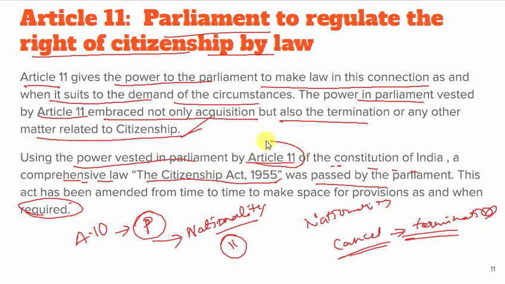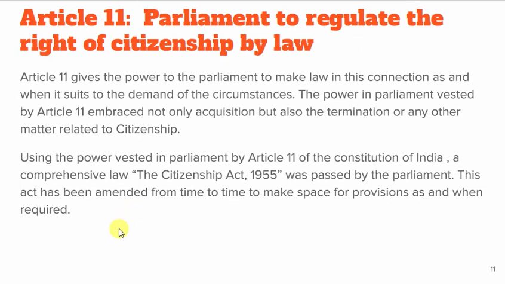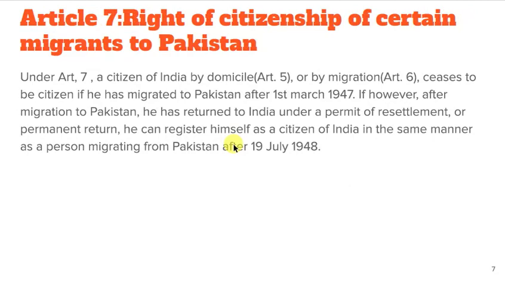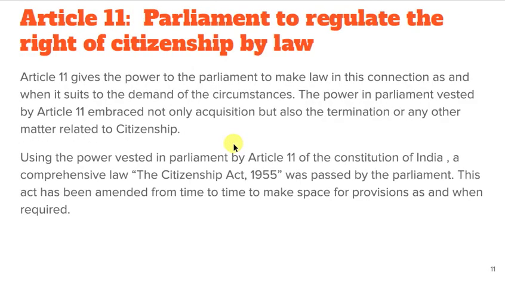By having this power, Parliament introduced a very famous act, the Citizenship Act 1955, which we're going to see now. So far it has been amended four times, and we're going to see those amendments and the Citizenship Act as well. So under Article 11, the Citizenship Act 1955 was passed by Parliament, and it was amended four times so far. I hope you all understand Articles 5 to 11: Article 5, 6, 7, 8, 9, 10, and 11.